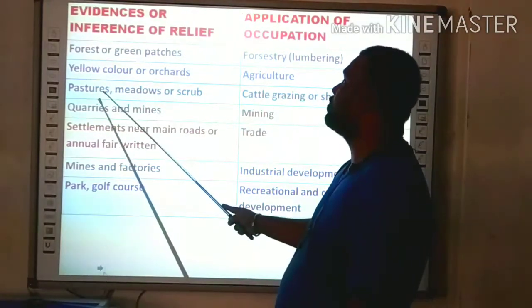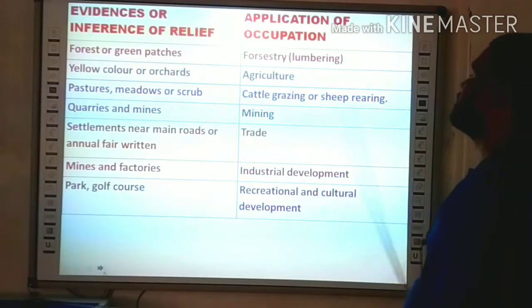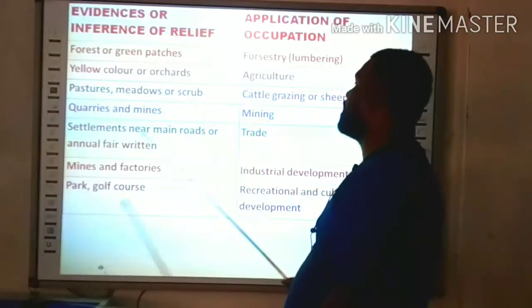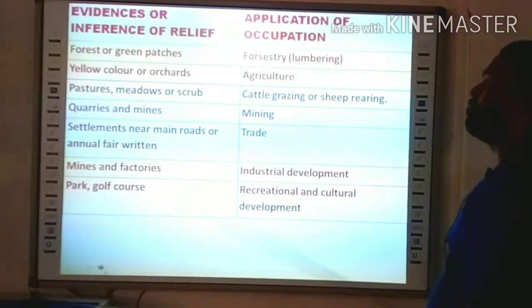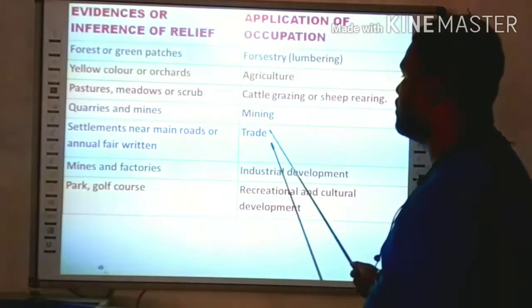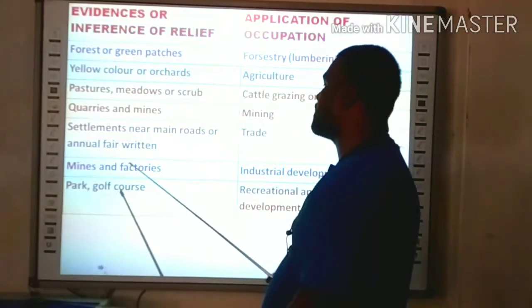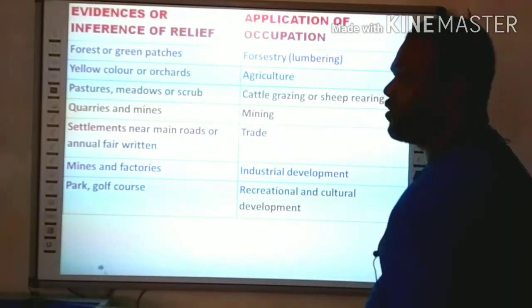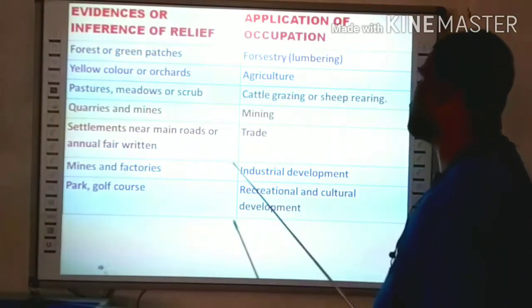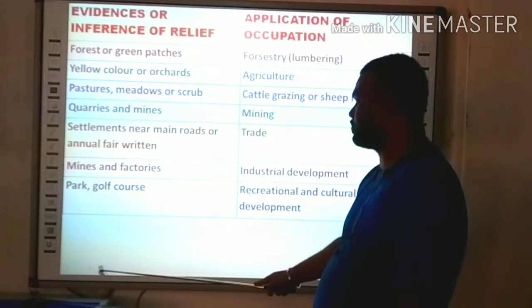Next, pasture, meadows or scrub. Occupation will be cattle grazing or sheep rearing. Quarries and mines, occupation mining. Settlement near main roads or annual fair return, occupation will be trade. Mines and factories, it will be industrial development. Park, golf course, it will be recreational and cultural development.